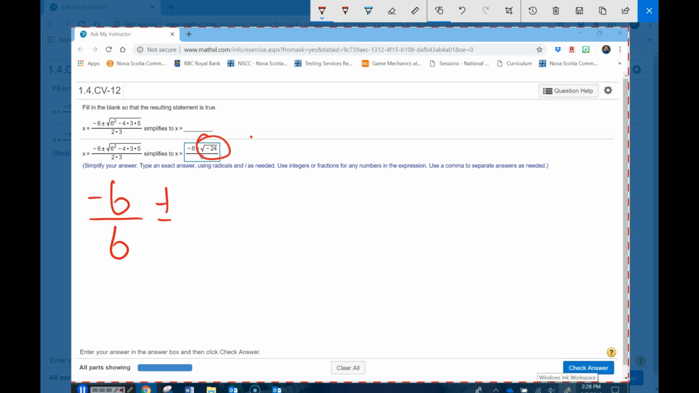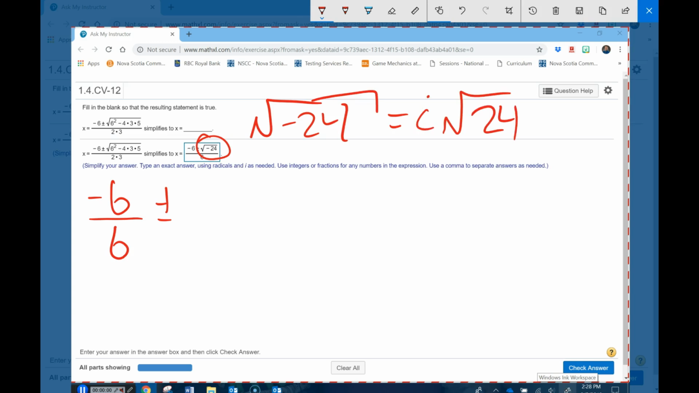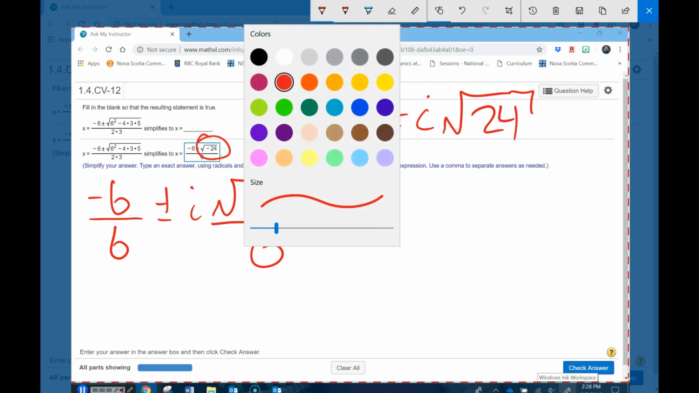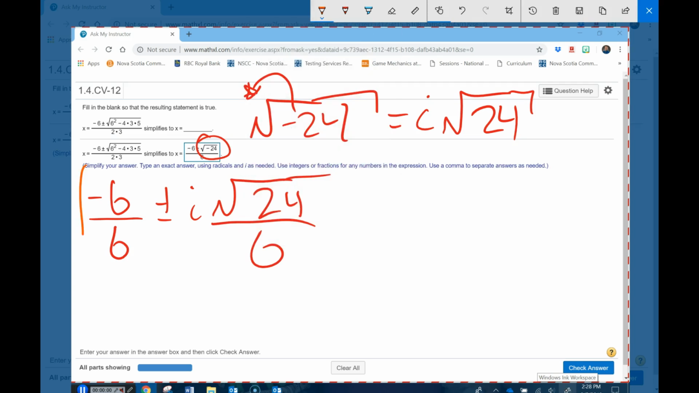Now this root negative 24, that's no good. It's an imaginary number. So what we do is we always write it as i root 24. We always pull that negative out. That becomes i. So we write it as i times the root 24. Okay, so I'm just going to write it like that. i root 24, and that's over 6 as well. Now we can reduce this fraction right here. This is going to simplify to negative 1 plus or minus.